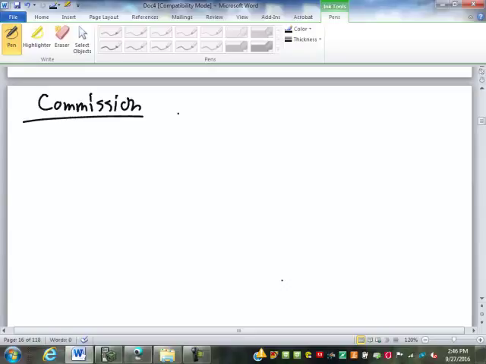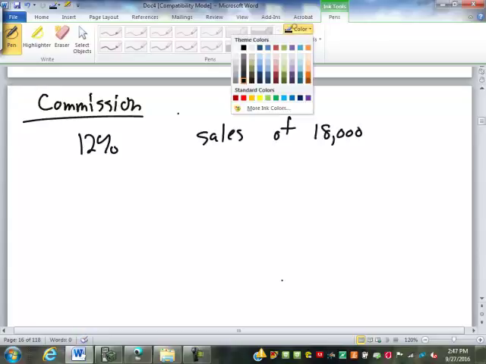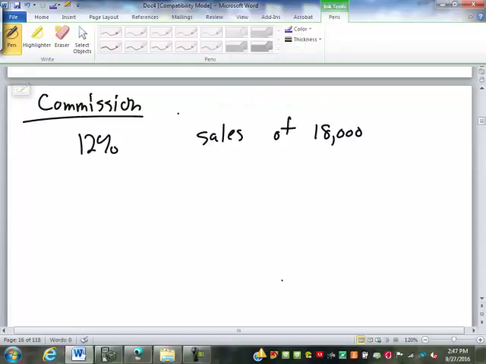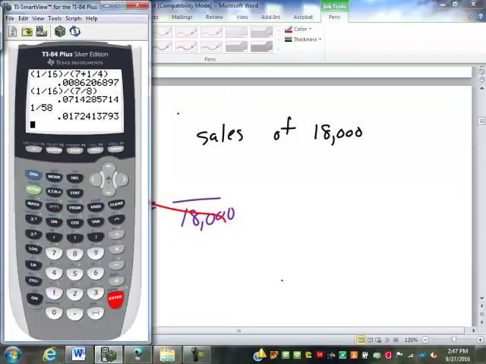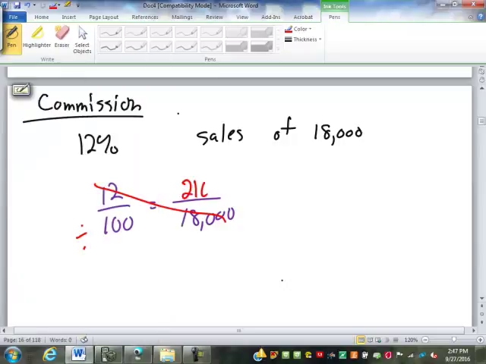So let's say that you're in a position where you're going to earn a 12% commission, and you have sales for the week of, let's say, $18,000. Let's figure out what your commission is. Well, 12% is 12 over 100 out of 18,000. So you would cross multiply and divide: 12 times 18,000 divided by 100 is $2,160. That is your commission for that week.